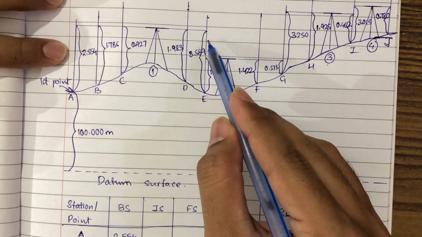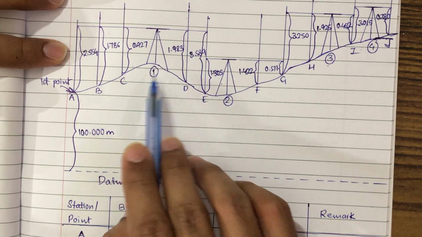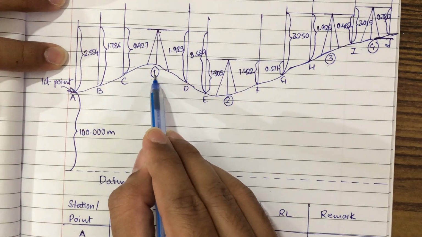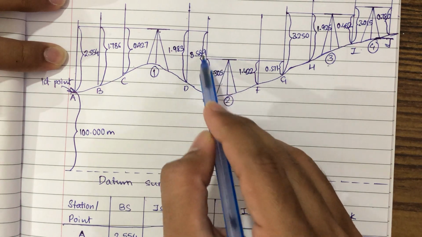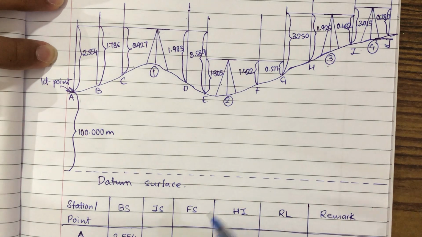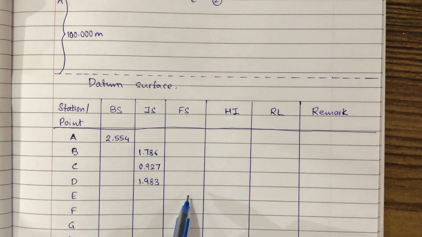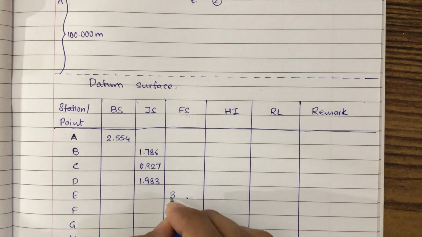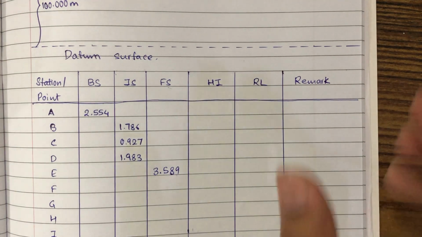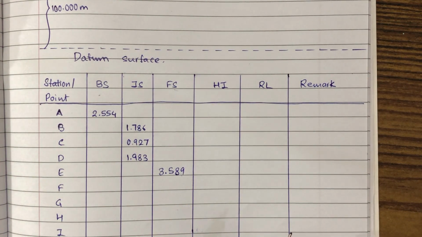Now, this 3.589, after taking this reading, the instrument changed its position. So it means that at position 1, the last reading taken was 3.589. So the last reading taken will always be written under the foresight column. So this is point E. At point E, the last reading will come under the foresight column, and this reading will be 3.589. This thing you have to keep in mind. The first reading will always be the backsight reading, and the last reading will always be the foresight reading.